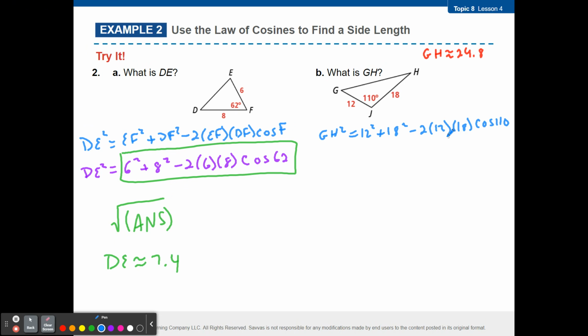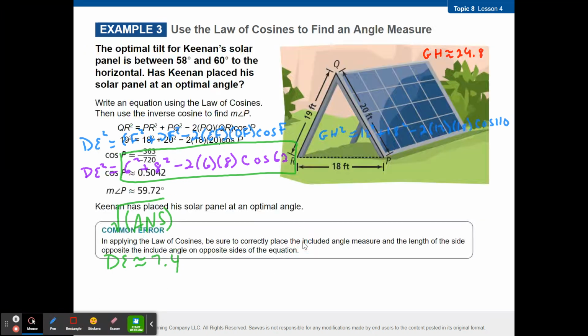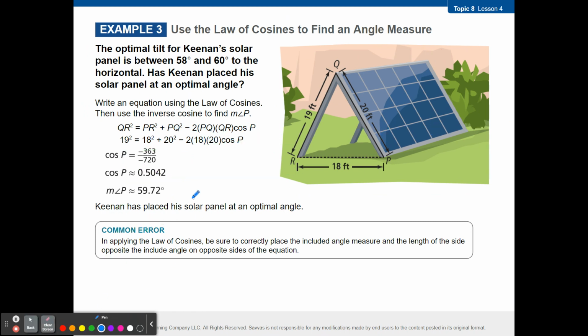So, sound good? Questions? Now we're going to move on to angles. Can someone erase the board for me, please? Thank you.